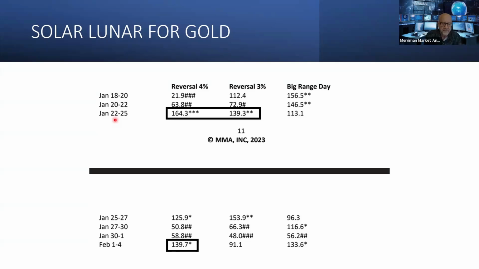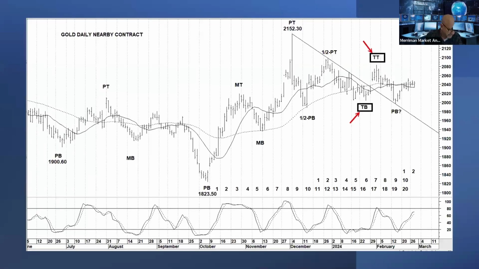Okay, now let's look at what happened in gold. Here's your January 22nd to 25th, this trading cycle low. It was the lowest price in about 4 or 5 weeks. Well, it's more than that, it's more like about 7 weeks. And you took out the low of the previous day. It held the next day. That was your buy. And it went up until February 1st.